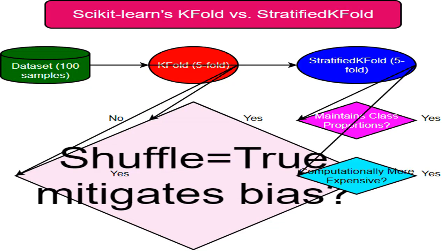Yes, by adding shuffle equals true you are randomly rearranging your data before splitting it. This avoids potential bias from the original data order. For example, if your data is ordered by some characteristic that correlates with your outcome, then not shuffling would lead to a skewed evaluation of your model.